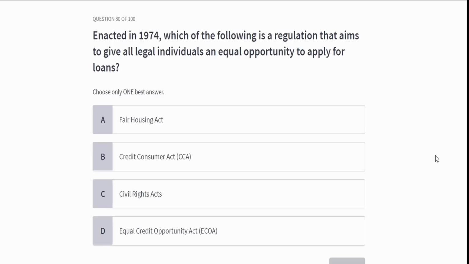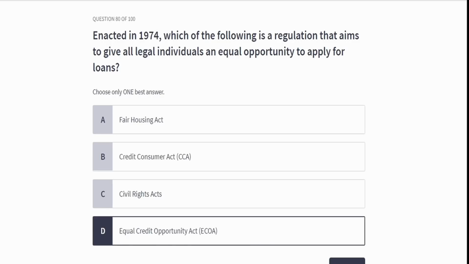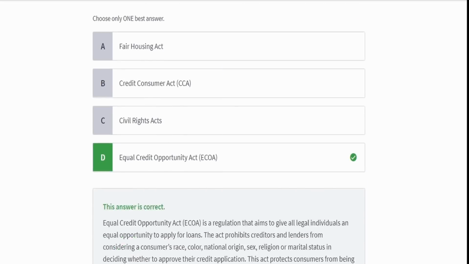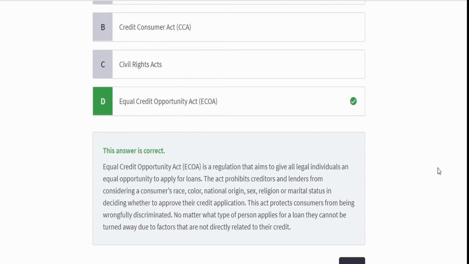All right, what is our correct answer for this one? Well, it's most definitely going to be D. It is the Equal Credit Opportunity Act, or the ECOA. So the Equal Credit Opportunity Act is a regulation that aims to give all legal individuals an equal opportunity to apply for loans. So the act prohibits creditors and lenders from considering a consumer's race, color, origin, sex, religion, or marital status in deciding whether to approve their credit application.